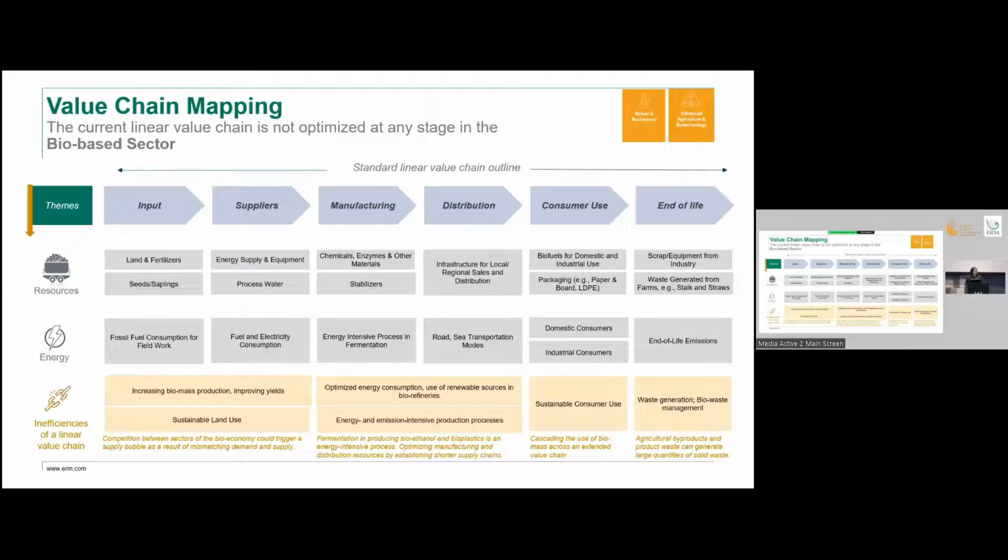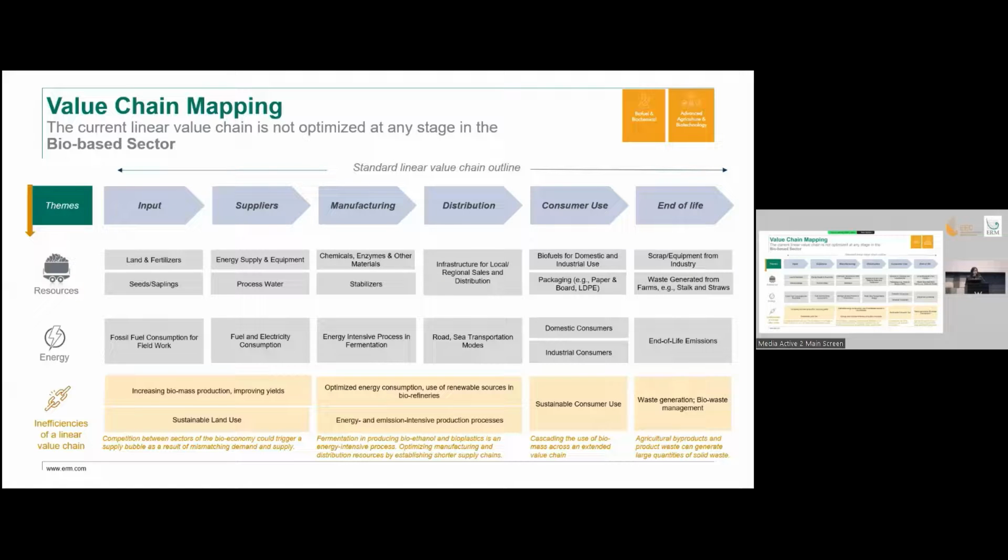For each of these linear value chains, for each segment, we reviewed various themes covering resources, energy, emissions, water, waste generation, and what are the inefficiencies that currently exist within this linear value chain. As you would see here from a very summarized version for the bio-based sector, there are various inefficiencies right at the beginning, which is at the feedstock production, where there is lack of demand-supply balance between how much feedstock needs to be produced versus how much bioethanol production is happening in the country.